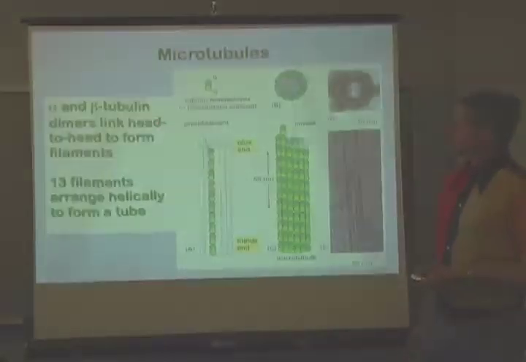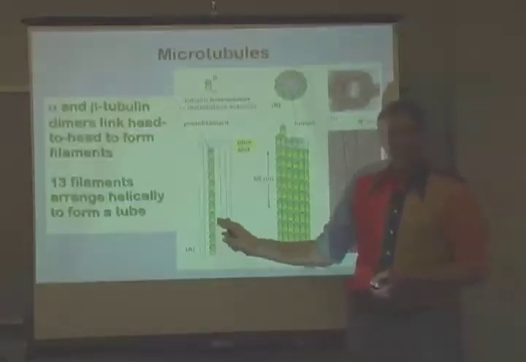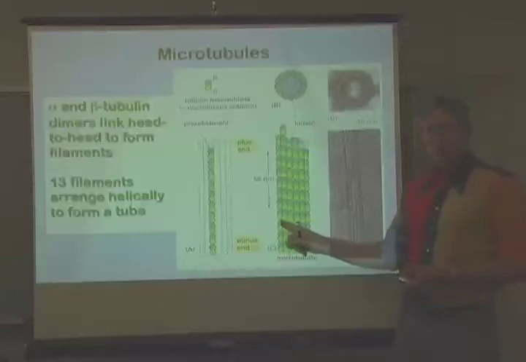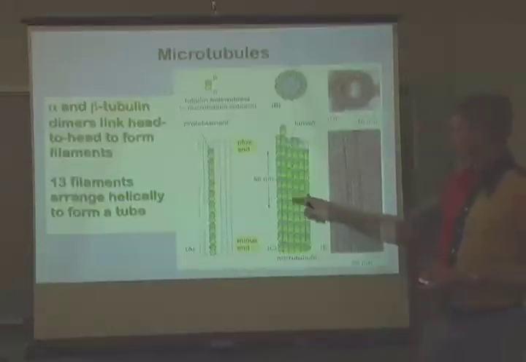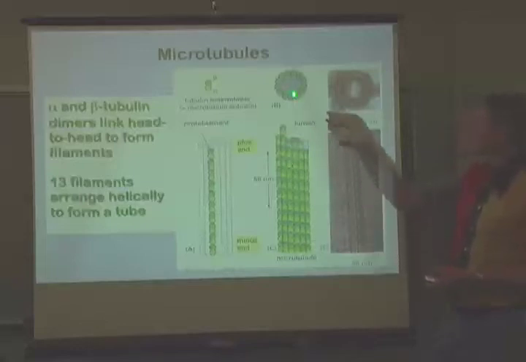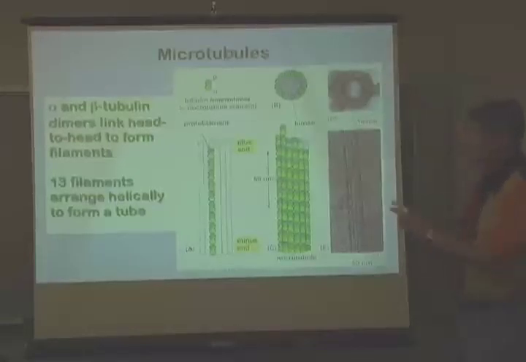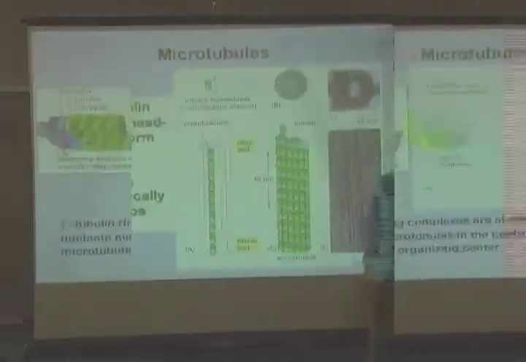So they're hollow cylinders. Alpha and beta tubulin form these head-to-head dimers. And this is a protofilament. And 13 filaments are arranged in a helical tube. So it's slightly offset. And it's hollow inside. There's water in there probably. Here's what it looks like by electron microscopy. So they really are cool things.